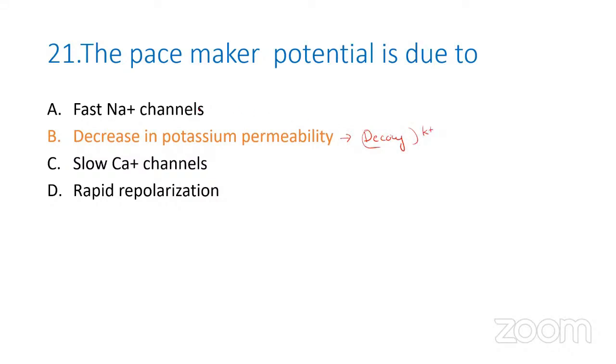The fast sodium channels answer is also correct. Pacemaker potentials through the funny channels, sodium entry, also correct. Sodium entry through the funny channels is one reason. Another reason is decreased potassium permeability, that is known as potassium decay.